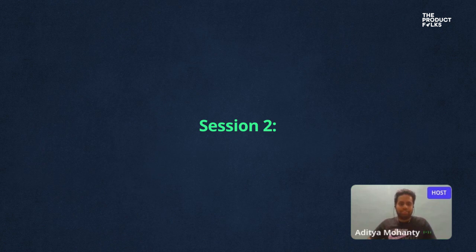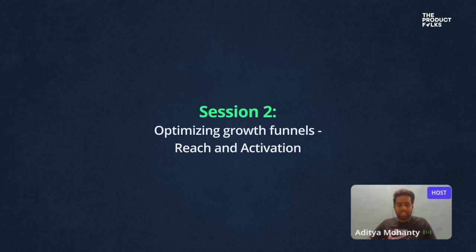And now, for the second session, we are going to talk about optimizing growth funnels, reach, and activation. You'll notice that week on week, we are going to dive deeper into each of the topics, right? Initially, we started with the basics, and then we are diving deep into each of these topics. So, this week, we are going to talk about everything from growth funnels and how you optimize them, how you expand your reach, how you activate your users, right? Everything that covers this. And the idea is by the end of 6 weeks, you'll have mastered the art of product growth. That is what we want to do.